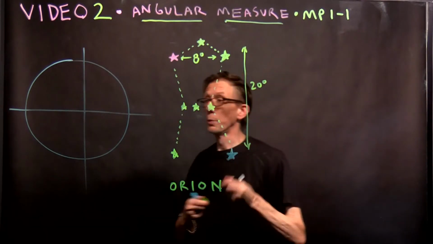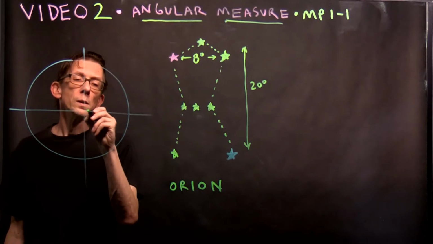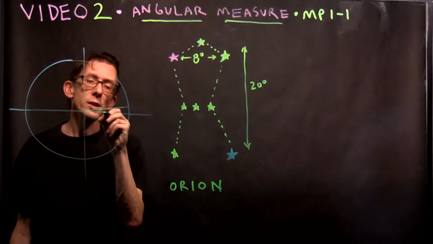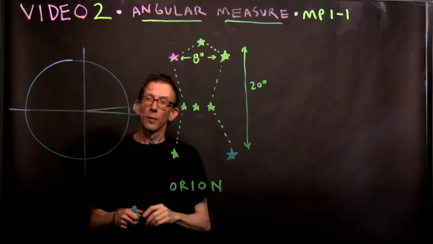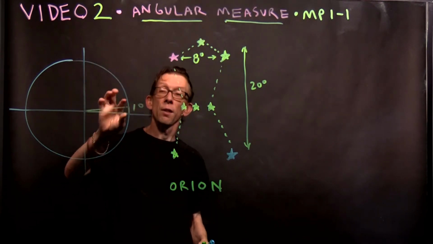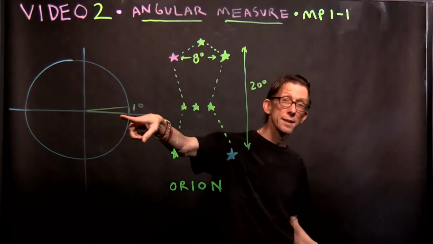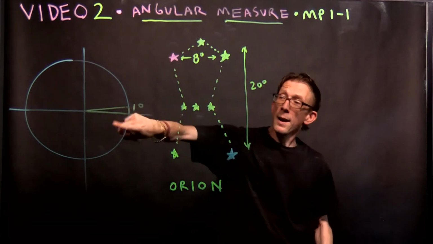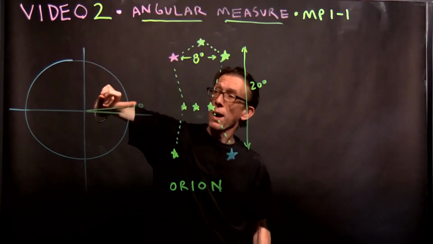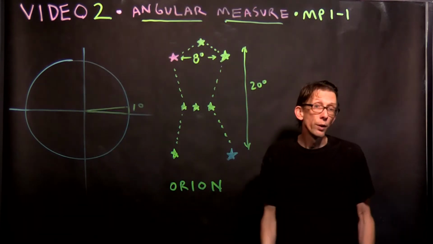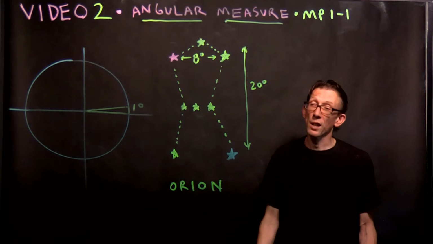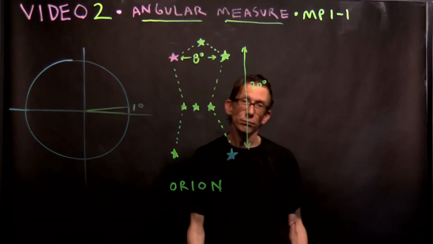I suspect you do. So 1 degree, I exaggerate the size here. That's 1 degree. There are 360, it's like a little pie piece, like a little slice of pie. I can put 360 of those pie slices around the whole circle. That's what we mean by 1 degree. It's 1/360th of the total pie.